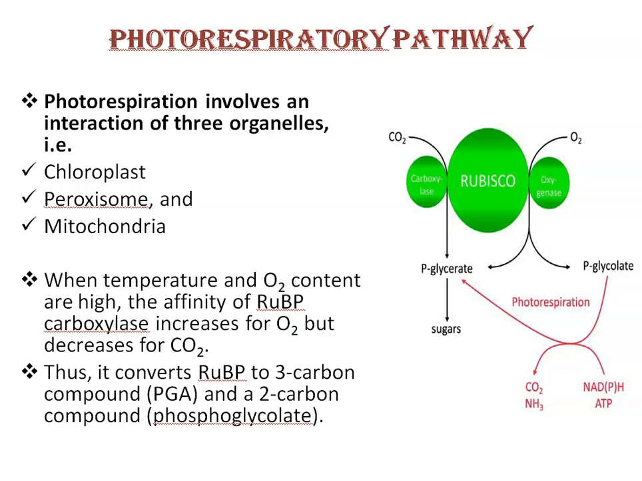Photorespiratory pathway. Photorespiration involves an interaction of 3 organelles: chloroplast, peroxisome, and mitochondria. When temperature and oxygen content are high, the affinity of ribulose bisphosphate carboxylase increases for oxygen but decreases for carbon dioxide, right? It converts ribulose bisphosphate to a 3-carbon compound, 3-PGA, and a 2-carbon compound, phosphoglycolate.